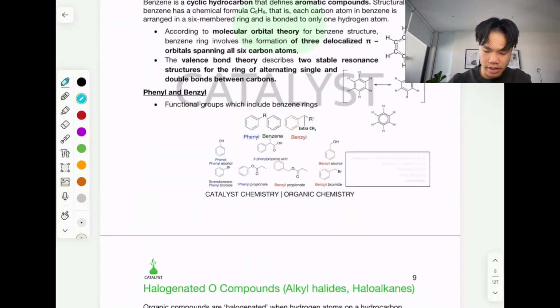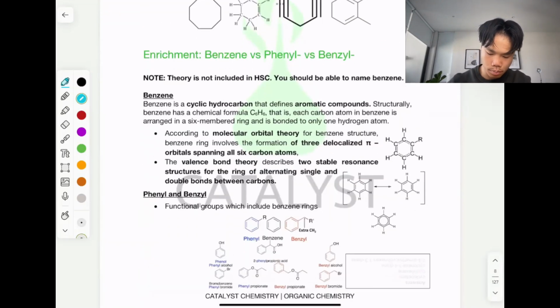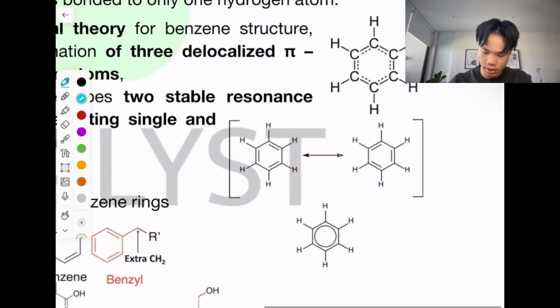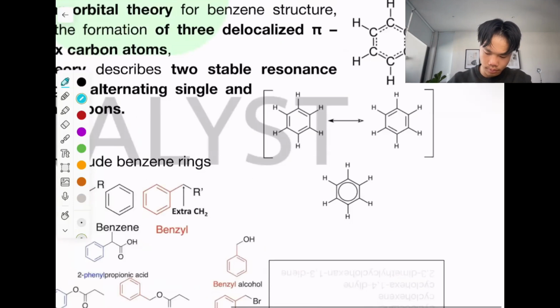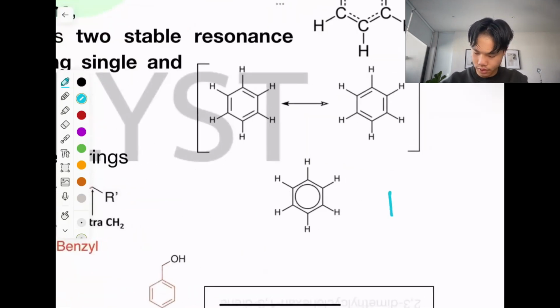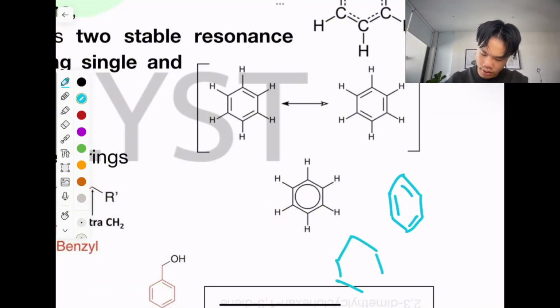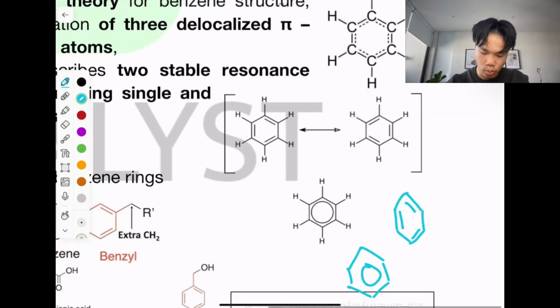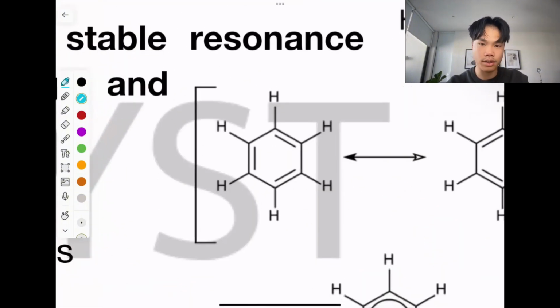Don't really need benzene, phenyl, and benzyl, but you should be able to recognize a benzene ring. A benzene ring can be represented either in skeletal formula like this, or as a hexagon with a circle inside, but they both mean the same thing. It means alternating double bonds going around, alternating with single bonds, and you have a structure which has 1 hydrogen coming off each carbon.